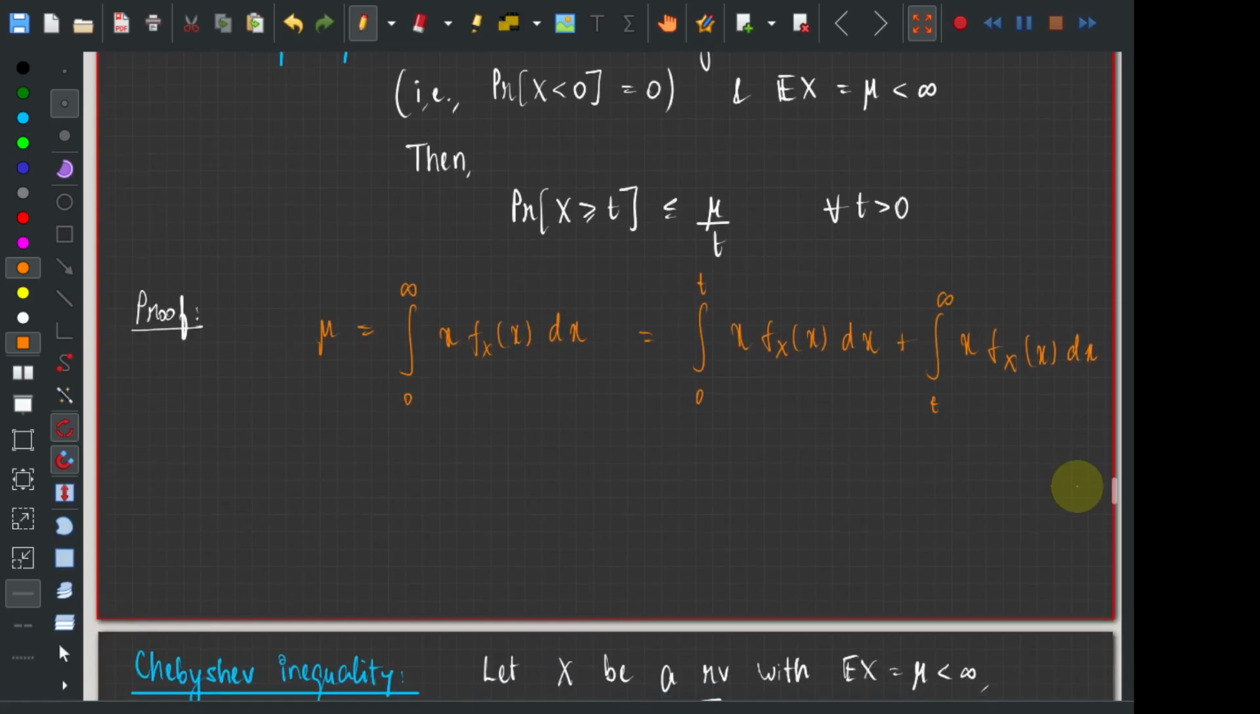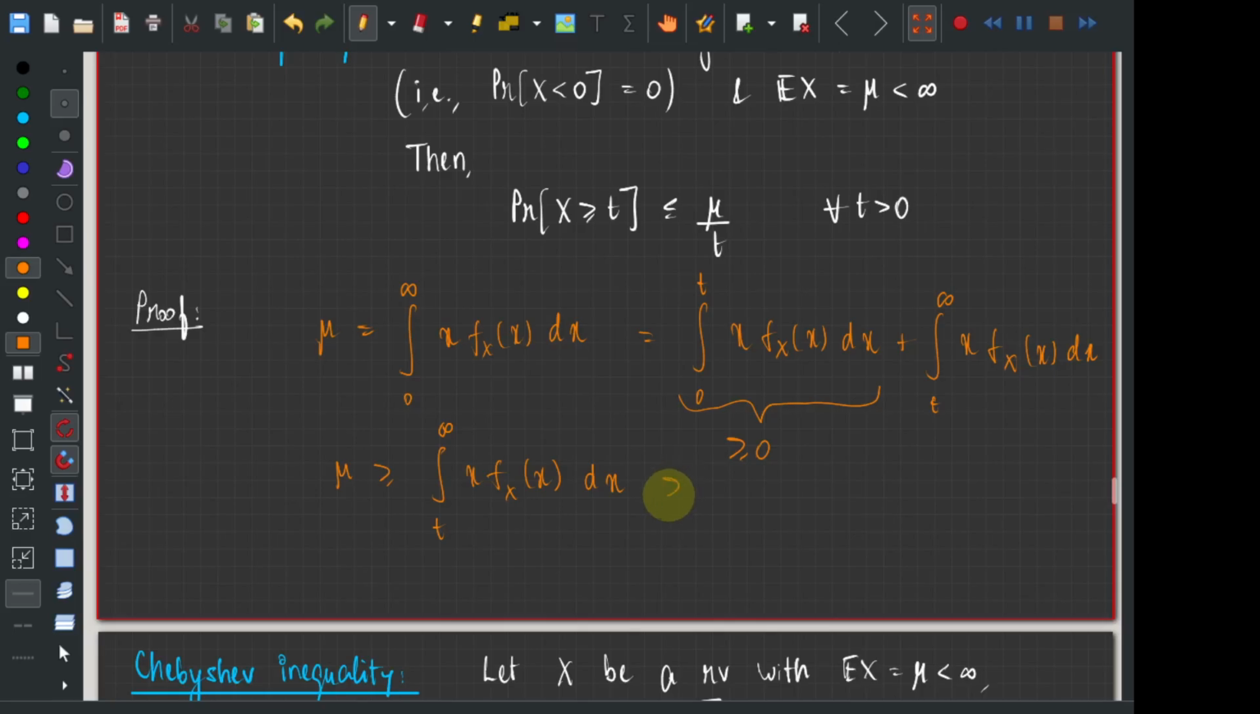Okay. What can I say about these two quantities? What can I say about this particular quantity? It's always going to be non-negative, correct? So this quantity is for sure going to be greater than or equal to 0. So I can say that mu is greater than or equal to the integral from t to infinity of x times fx of x dx, right? Now in this particular integral, I know that x is always greater than or equal to t, correct?